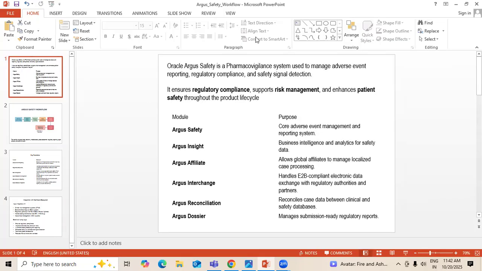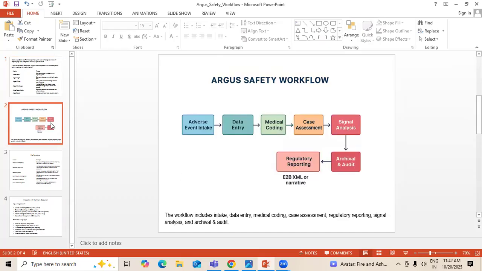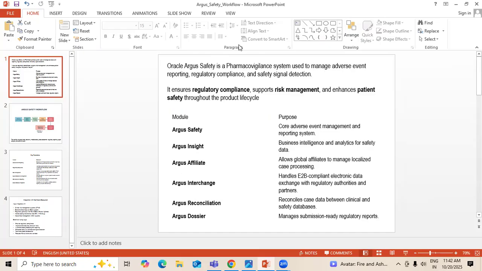In the next sessions, as I told you, Argus Safety is something that we need to know, so the Argus Safety workflow needs to be understood. That can be discussed in the coming sessions.